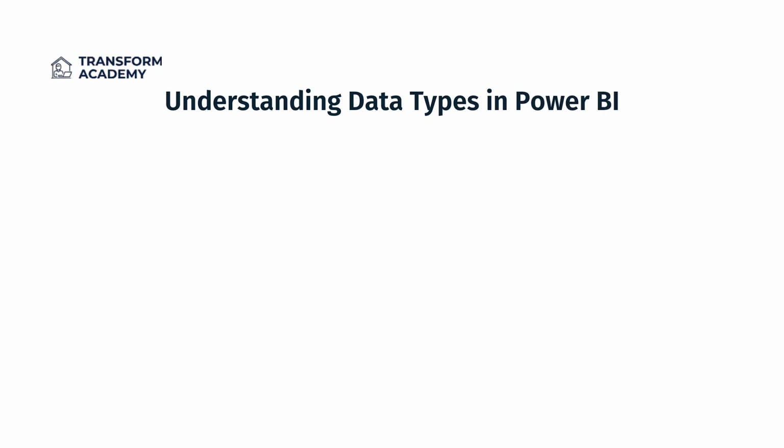Understanding data types in Power BI. When Power BI loads data, it attempts to automatically detect the type of data in each column, that is text, number, or date, and assign an appropriate data type. While this automatic detection is helpful, verifying and sometimes manually changing data types is a critical step in data preparation. Why do data types matter?